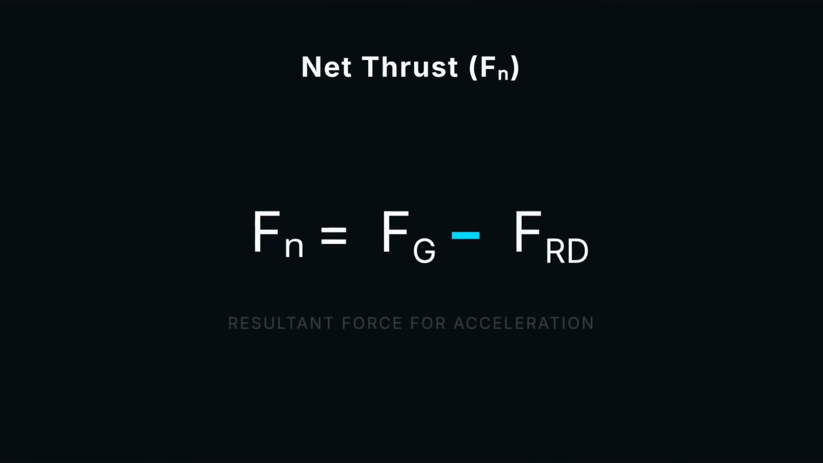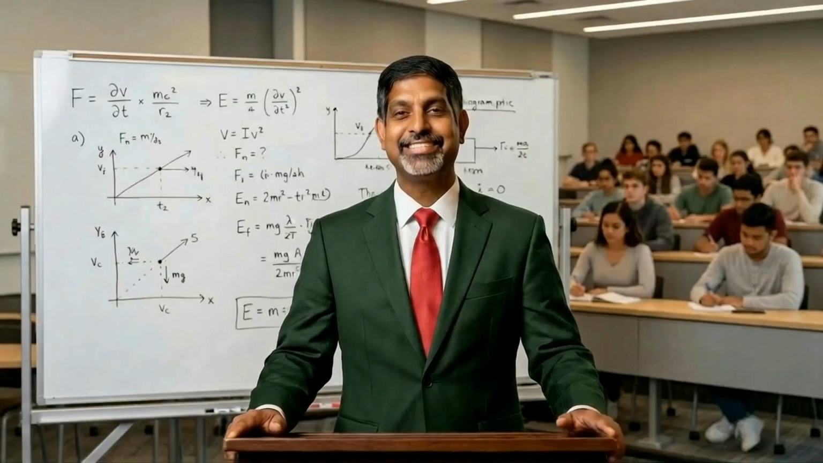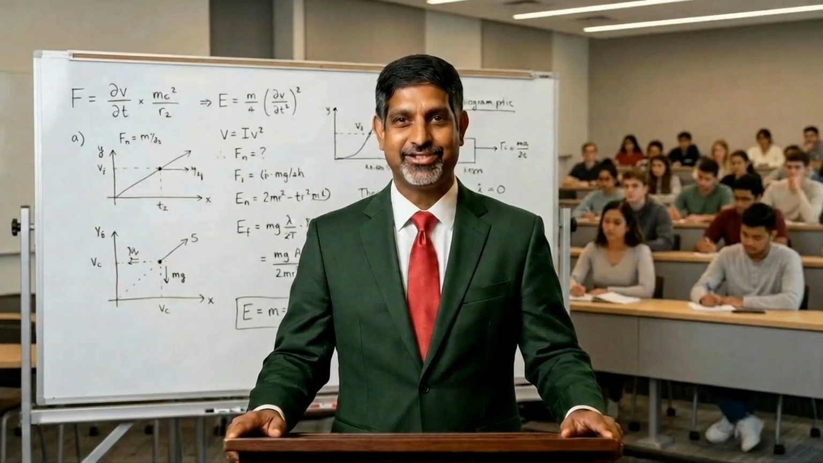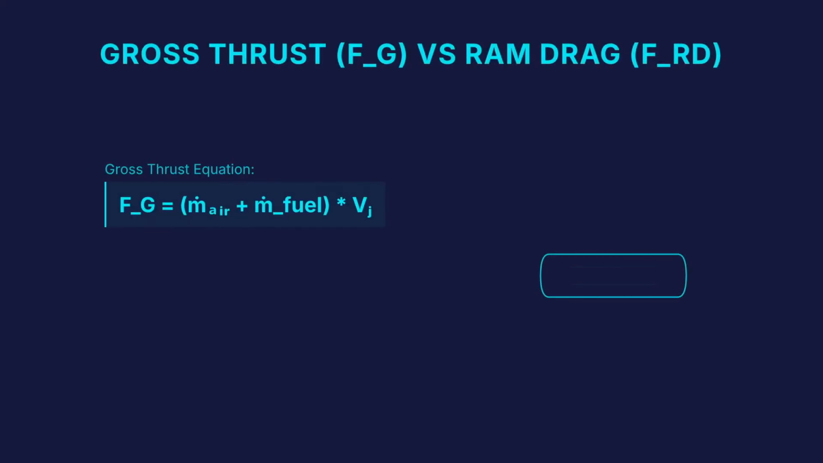By subtracting that entry momentum from the exit momentum, we arrive at the net thrust, F_N. This is the resultant force available to accelerate the aircraft or maintain its speed against atmospheric drag. It's essentially a balance. By adding energy, we've increased the momentum of the fluid as it passes through our control volume. The faster and denser that exhaust stream relative to the intake, the more thrust we produce. Engineers often break this down into components.